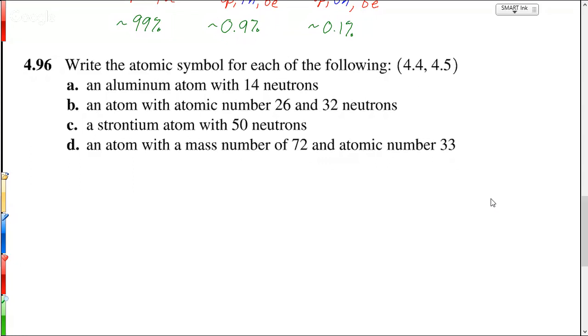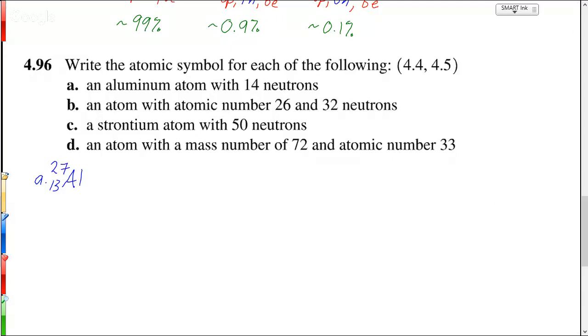All right. Let's look at these. So I looked around, it looked like people were on the right track. So the symbol for an aluminum atom with 14 neutrons, we're going to write Al. Okay. We're going to look up the atomic number, which is 13. Put that symbol here. And then what are we going to put up top? 27, right.